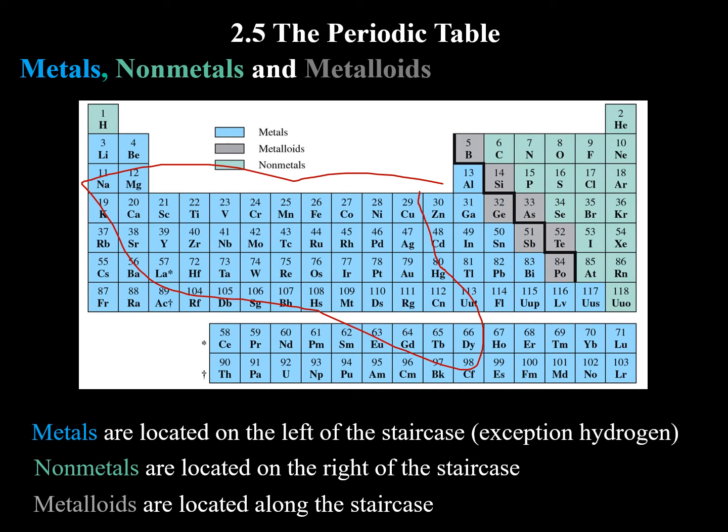Metals are located on the left side of the periodic table, non-metals on the right side of the periodic table, and we have this gray area, metalloids, which have characteristics of both, located in the middle. There's this staircase here that really defines it: to the left are metals, to the right are non-metals.